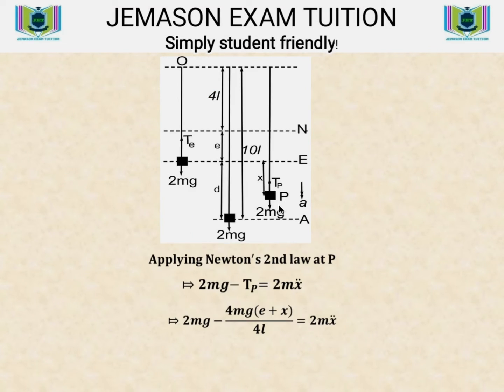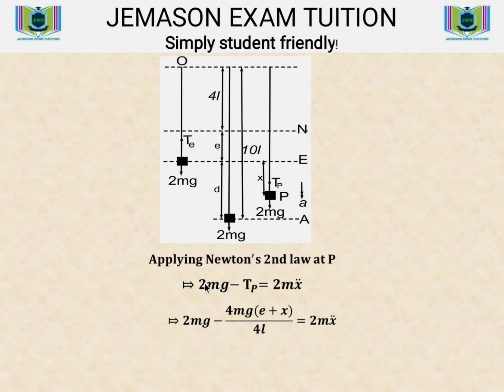And now we can apply Newton's second law at point P. This is where P is, and the acceleration is downwards. So Newton's second law would be that the resultant force downwards is equal to the mass times the acceleration. So the leading force downwards is the weight, and the opposing force is the tension at P acting vertically upwards.